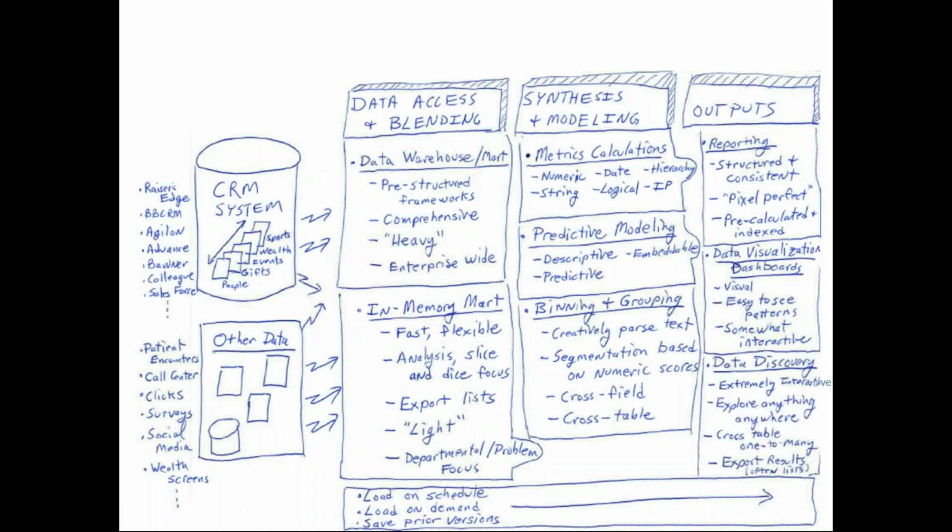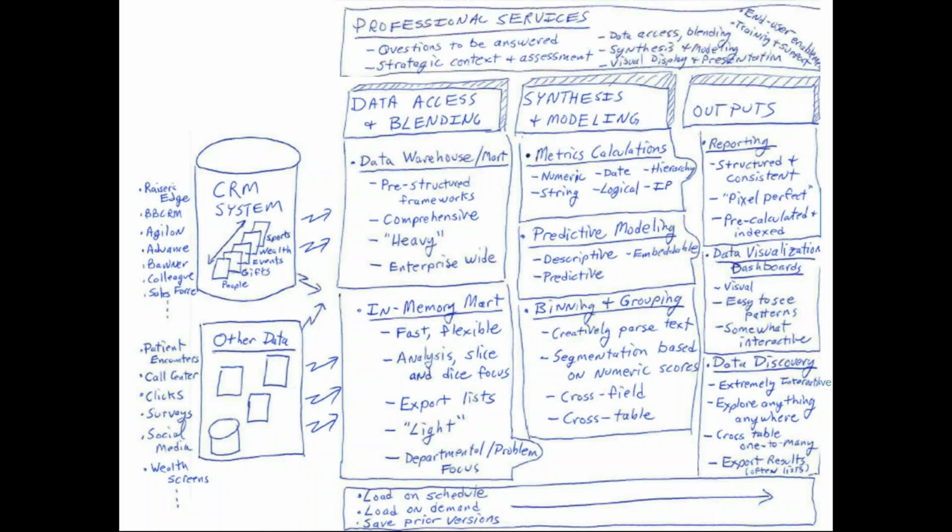There's another category, which is data discovery. The Gartner Group, the Forrester Group, the industry analysts all have a lot of writing on these things, but these are extremely interactive. They're meant to explore anything, anywhere. We'll see an example in a minute. Cross-table and one-to-many relationships, like I want to see people who gave in 2015 and 16, but have not given in 2017. That's a cross-table thing, and it's a one-to-many. And you want to export results off in lists. So this is quite a different front-end output frame than a report would be.